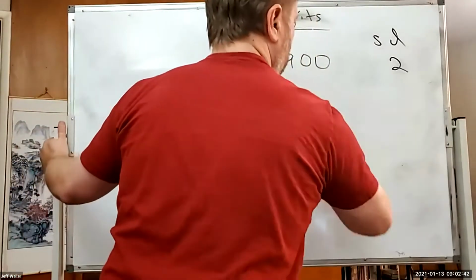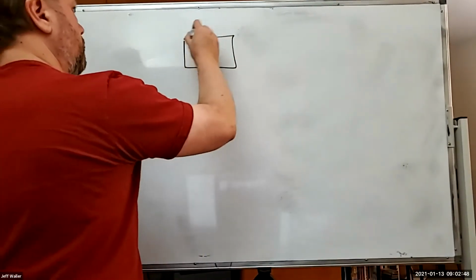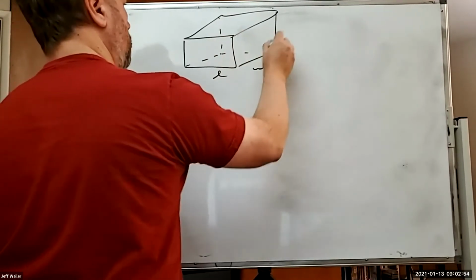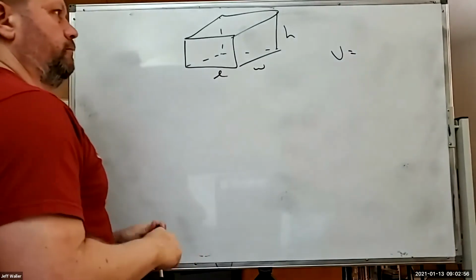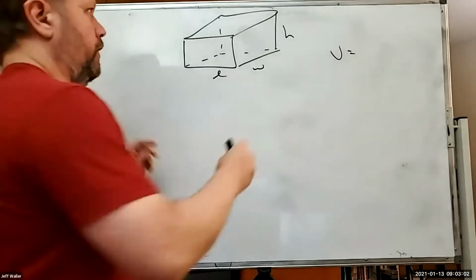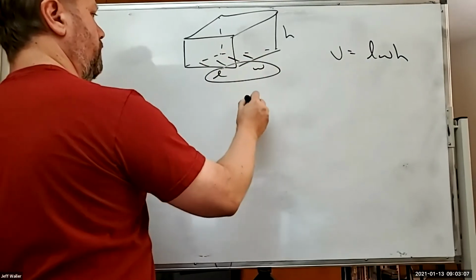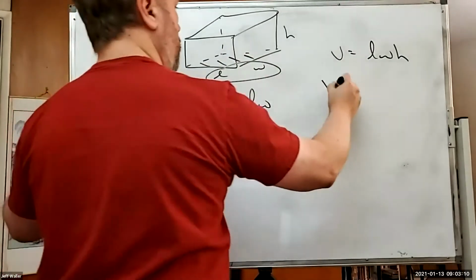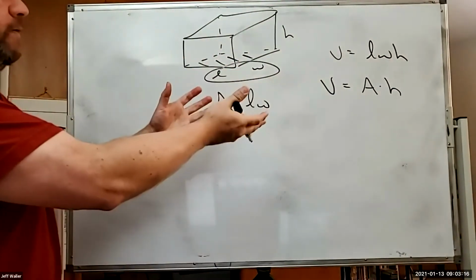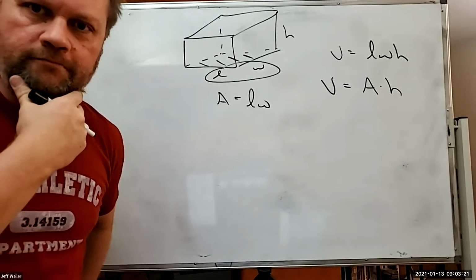Can you tell me what is the volume? What's the volume of this? Length times width times height. Yeah. What is length times width? Area. So what's the volume? Area times height. Area of the base times the height, right? Do I just tell you those two things?